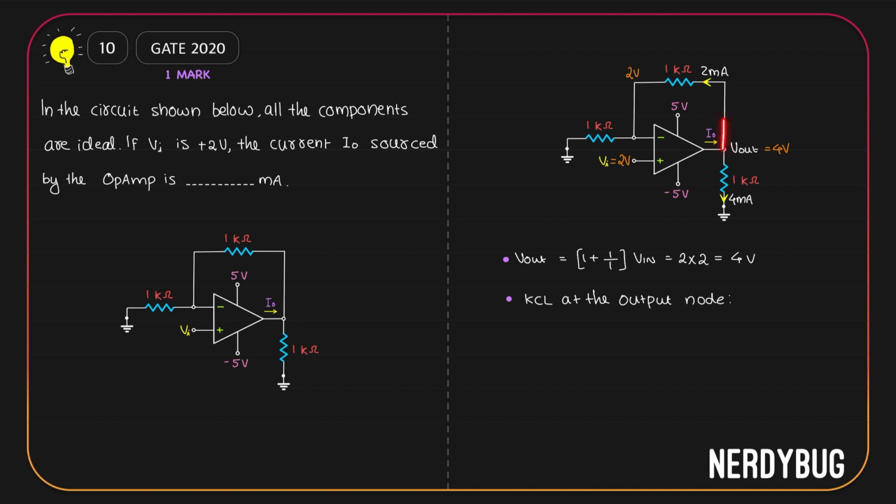2 milliampere is going out of the node. 4 milliampere is also going out of the node. I naught is coming into the node. So I naught should be equal to 4 plus 2, which is 6 milliampere. The correct answer is 6.